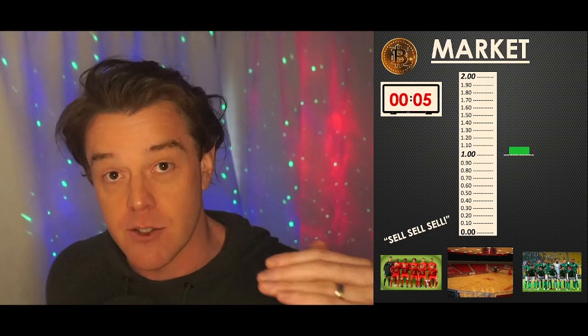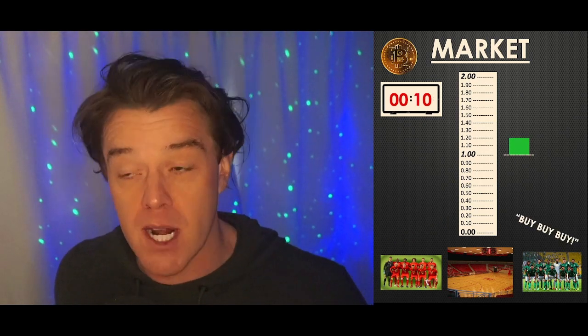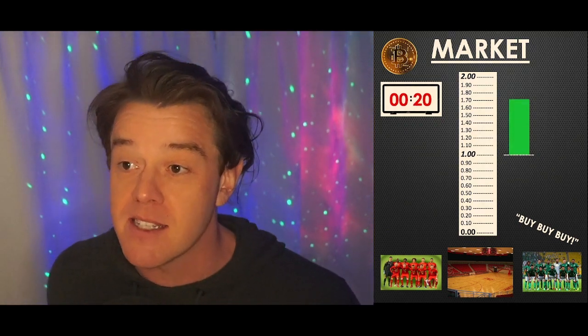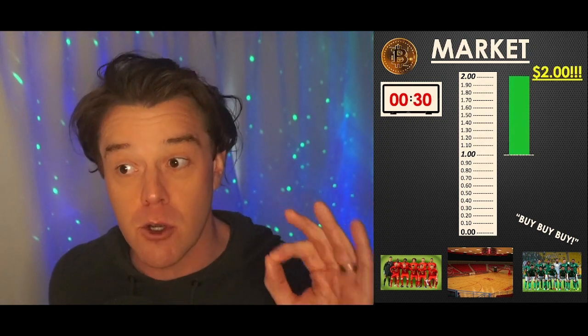So, the sellers continue to sell Bitcoin at higher and higher prices over the course of the next 25 minutes. By 5-10 minutes later, they're selling it for $1.20. By 15 minutes, it's selling for $1.50. 20 minutes, it's selling for $1.70, and it continues to go up all the way to $2. The buyers have been buying it so much for the last half hour that the price has gone from $1 to $2, which is why the green candle is showing movement all the way up to $2.